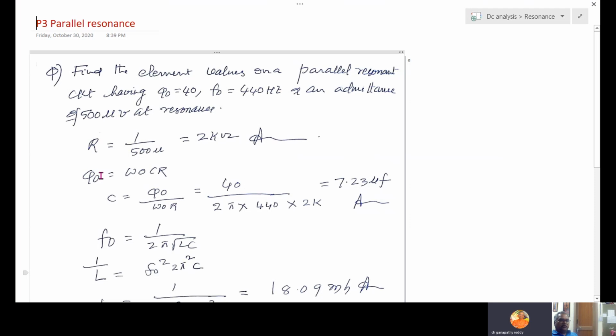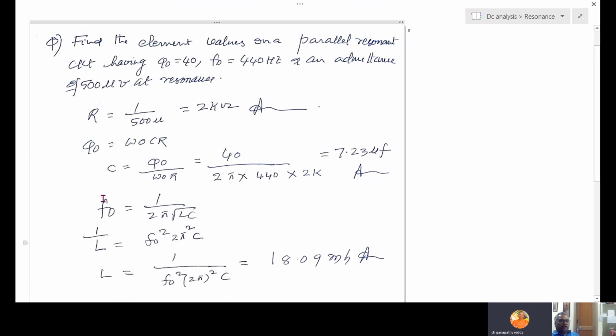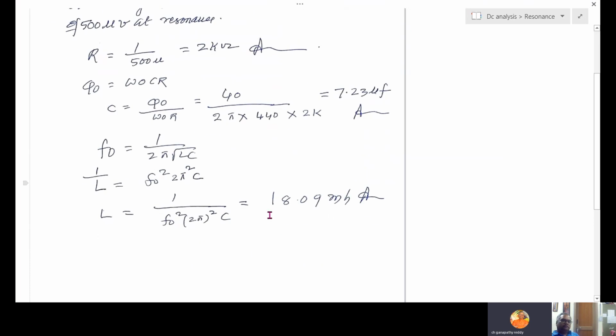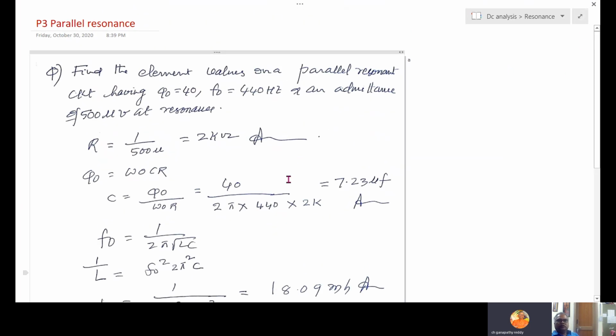And the parallel RLC quality factor is omega naught CR. So C is Q naught by omega naught R. Q naught 40 given, omega naught 2 pi F naught given, R is 2K given, solve for C. So we got C value and R value. And parallel resonant F0 is 1 by 2 pi root LC. Here we know F0 is 440, C value 7.23, solve for L. So the L answer is this. So it's easy.